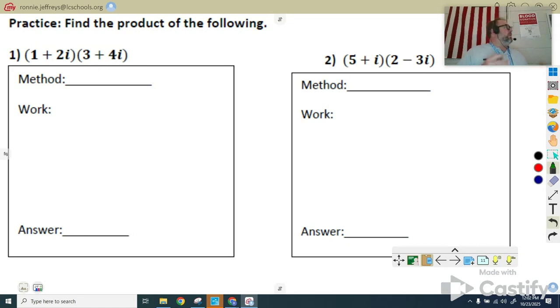Now, so somebody give me a method. Double distributive, foil, or box? Foil. Okay?